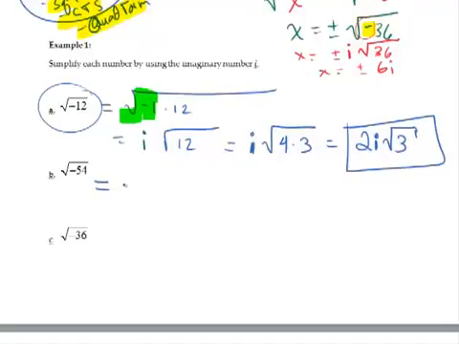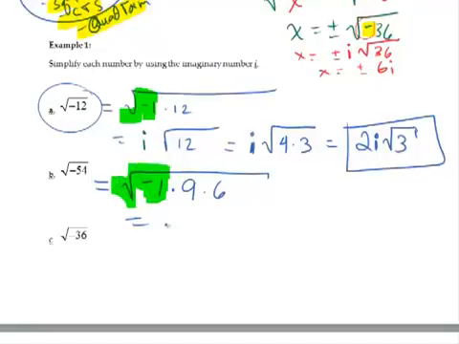Another example, negative 54. If we break this up into pieces, we'll have negative 1 times 54. 54 can be 9 times 6, and we will take out the negative 1 from underneath that square root. It comes out as an i. The 9 gets to come out as a 3. And then the square root 6 has to stay behind. So we end up getting 3i root 6.